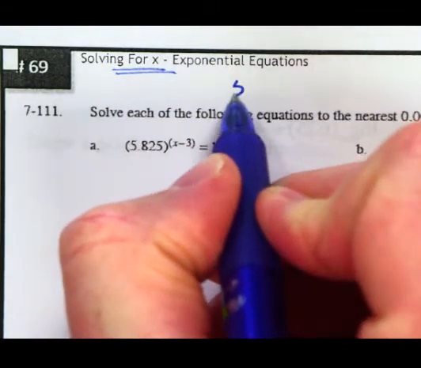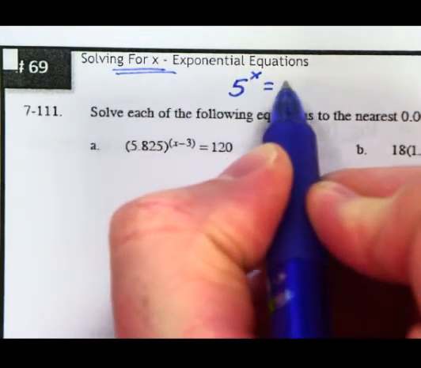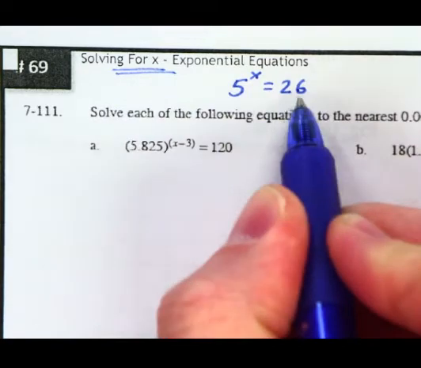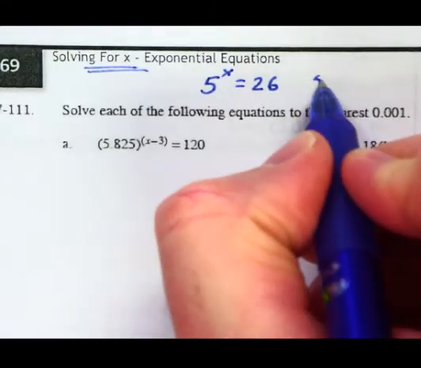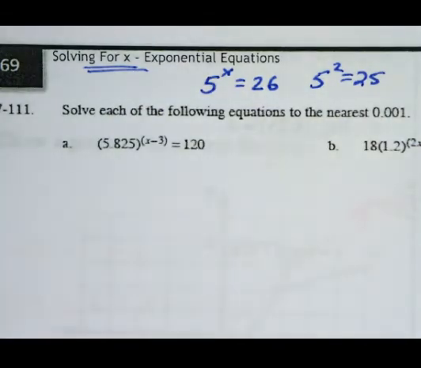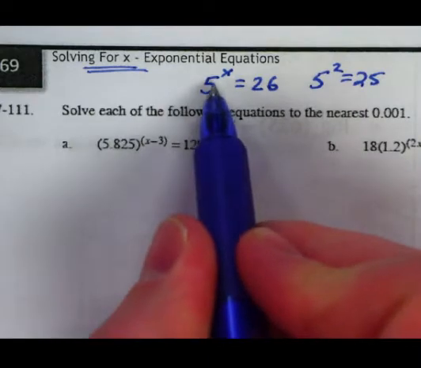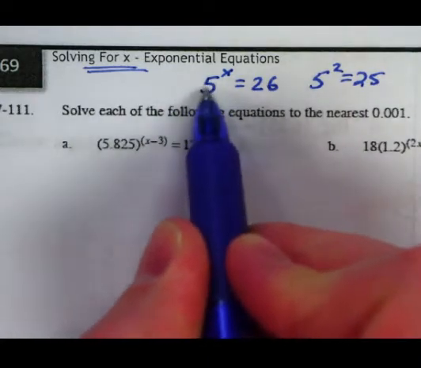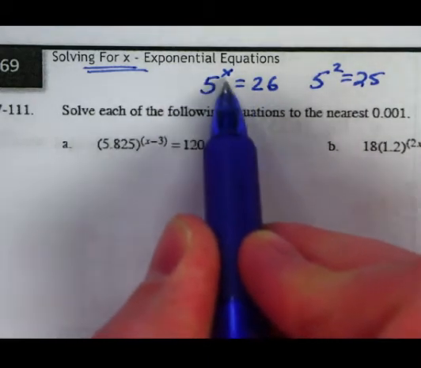When I've got some number like 5 to the x power equals 26, I know it's going to be a little bit more than 2 because I know 5 to the second power equals 25, but I'm tired of guessing and checking. And this is why we learned the logarithm idea, because a logarithm will cancel that exponent out and bring that x down. And that's what we've been looking to do.